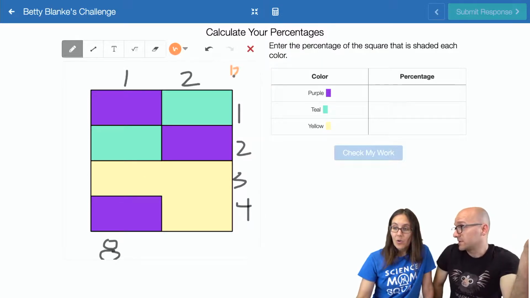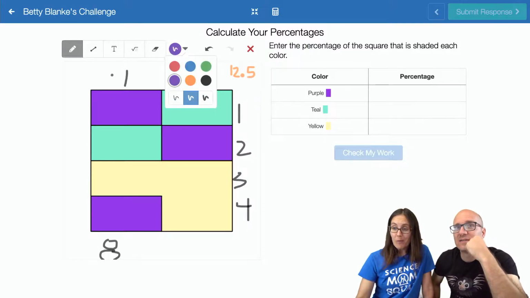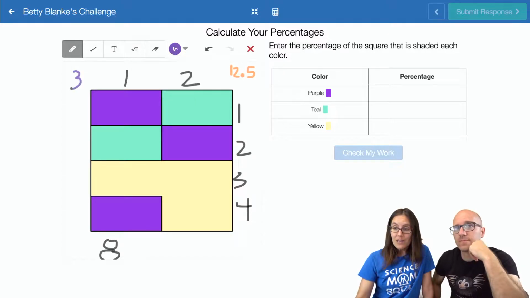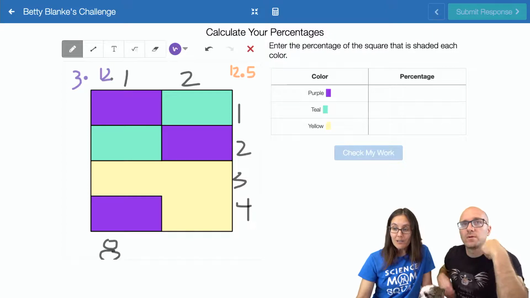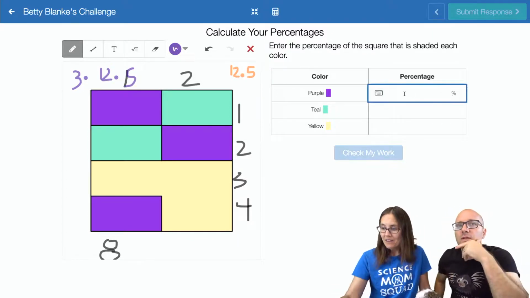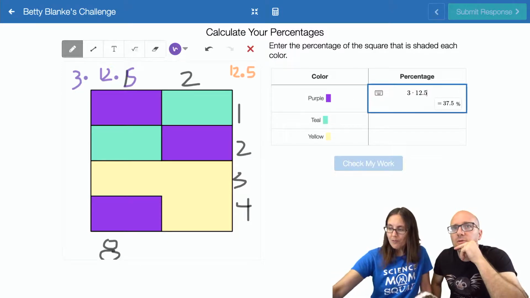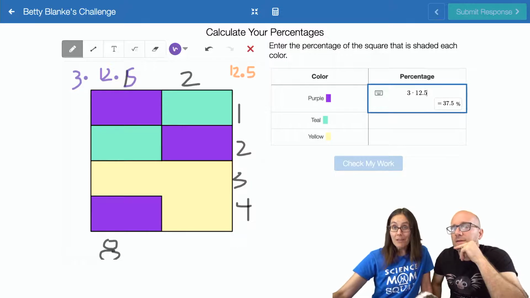That is the percentage. All right, I'm writing 12.5 up here for each of those little blocks. That's my magic number. So now, for the purple, for example, I can just count how many purple blocks I have. I have 3 purple blocks. 3 multiplied by 12.5, excuse the sloppy handwriting. And actually, why don't you type it in the box just like that? 3 times 12.5 is 37.5.